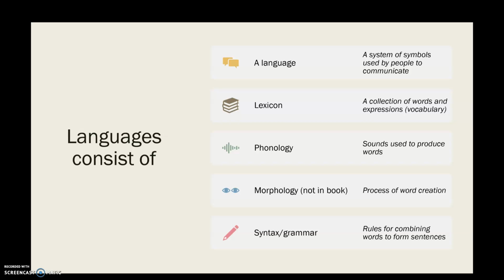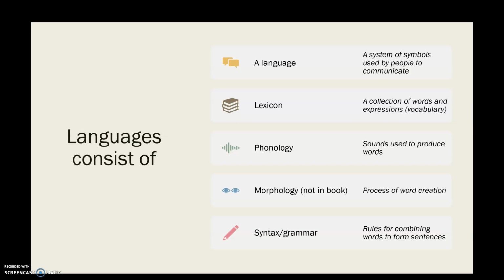So a language is a system of symbols that is used by people to communicate. Languages consist of lexicons, phonologies, morphology, and syntax and grammar. A lexicon is a collection of words or expressions, or the vocabulary used in that language. Phonology is the sounds that are used to produce words. You might think of syllables, or you might think of each letter of the alphabet. So A, B, Ba, those are part of phonology.